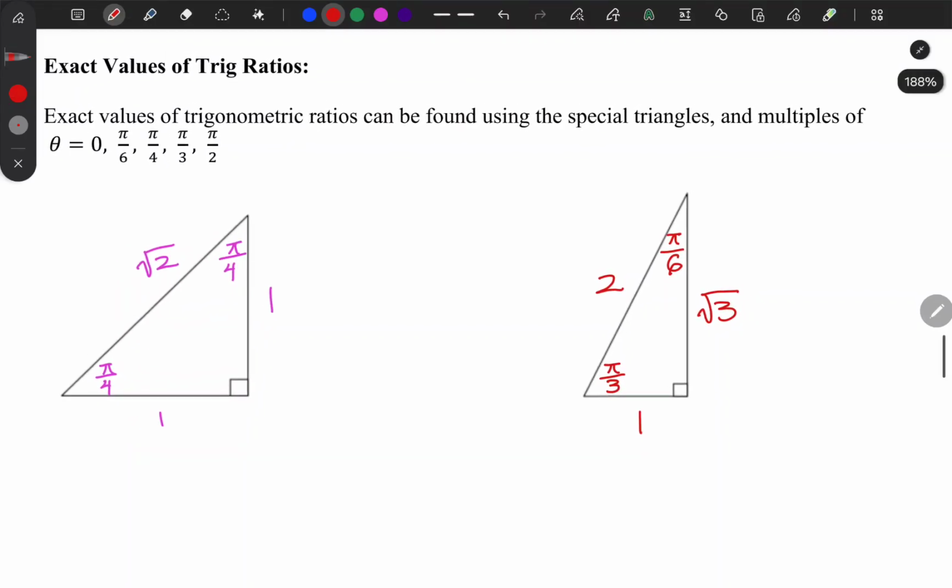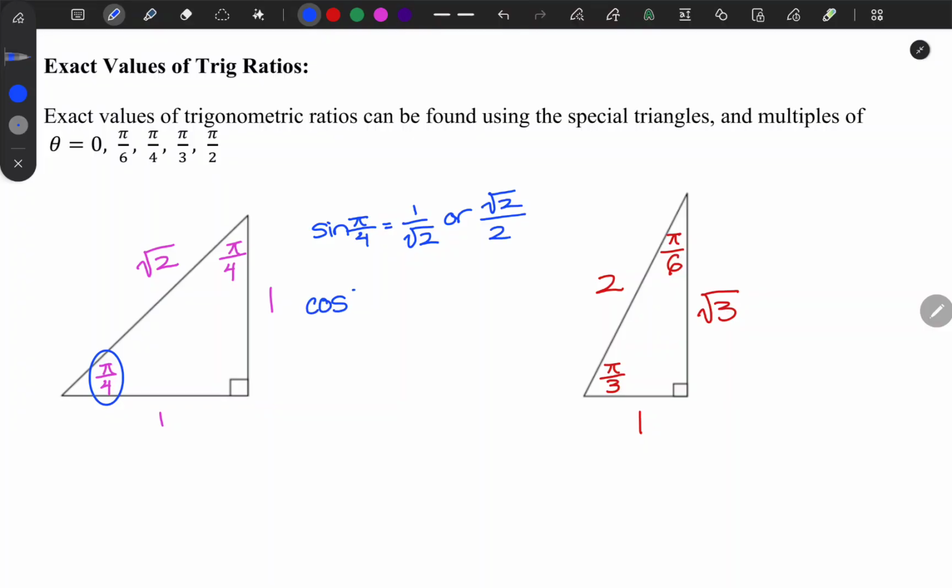This gives us an easy way of finding our basic trig ratios and I guess our reciprocals for 3 angles very easily. Let's just quickly find those actually. So if we start with pi over 4, what is sine pi over 4 equal to? If we use pi over 4 as our reference angle, we're doing y over r, or our opposite over our hypotenuse, and it's going to be 1 over root 2. You can rationalize and make it root 2 over 2.